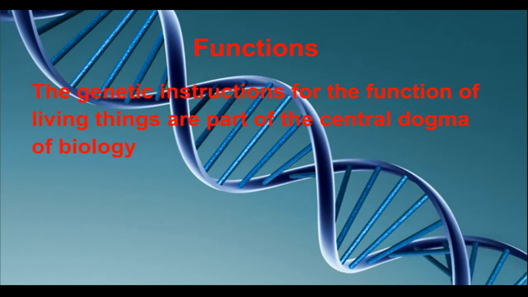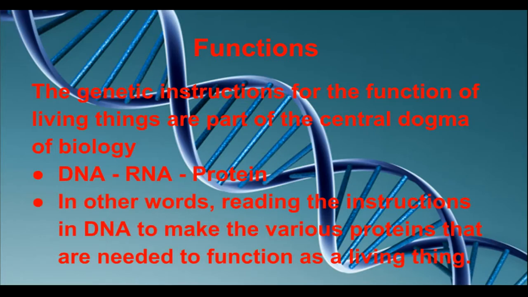Functions. The genetic instructions for the functions of living things are part of the central dogma of biology, and we talked about that being DNA, RNA, and proteins. But what does that mean? In other words, it's reading the instructions in DNA to make the various proteins that are needed to function as a living thing. There are many proteins needed to live. So whether you're a plant or an animal, or even a single cell animal, you need to make proteins for your daily existence. And this is where the central dogma of biology, DNA, RNA, proteins, comes from.